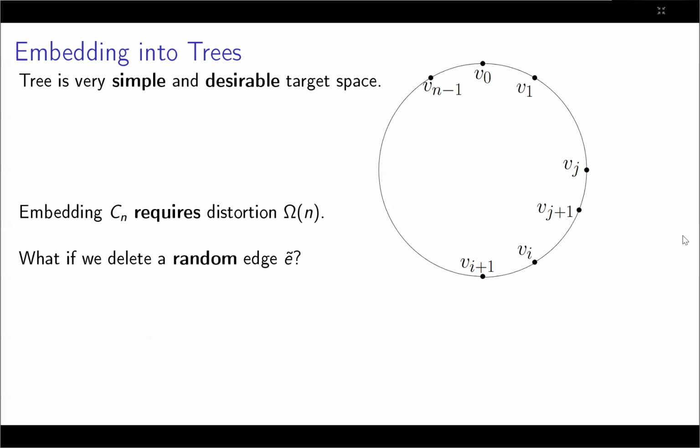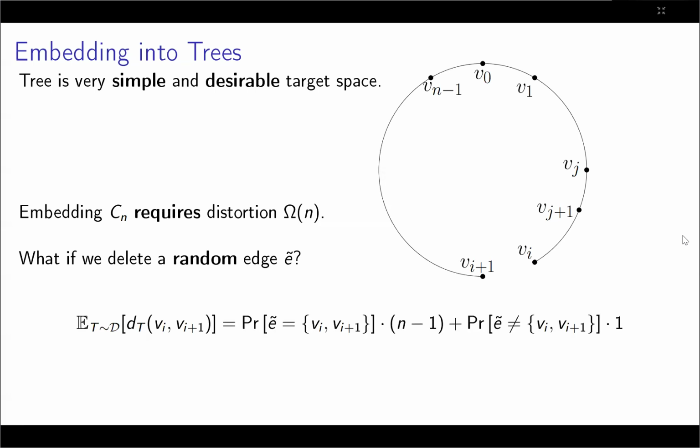However, this was observed by Karp, I think, many years ago. If you delete a random edge, what will happen? Consider a pair of neighbor vertices v_i and v_{i+1}, like these two, and suppose that we delete a random edge. If we delete the edge between them, then the distortion is horrible. You need to go around this entire path, so you're paying n minus 1. However, if you delete any other edge, then it's great. The distortion is just 1, you pay nothing. You can see that in expectation, you're paying only 2. So if you're happy with expected distortion, distortion 2 is enough.